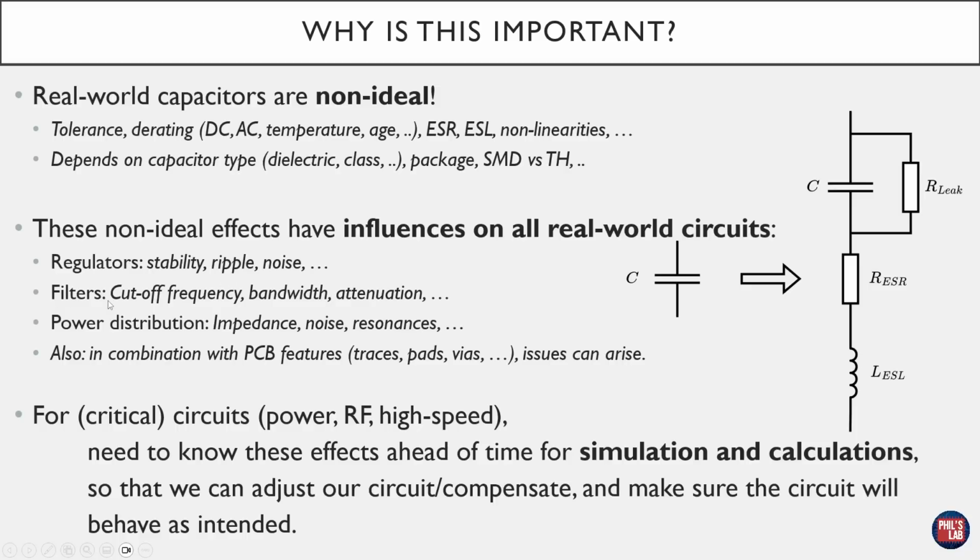For filters, if we have these non-ideal elements, maybe at high frequencies, the cutoff frequency, bandwidth and attenuation will be different. For power distribution, if we think of capacitance between planes in a printed circuit board, or in addition to decoupling and bypass capacitors, this will give us some sort of impedance profile, which depends on these non-idealities and these capacitor parameters.